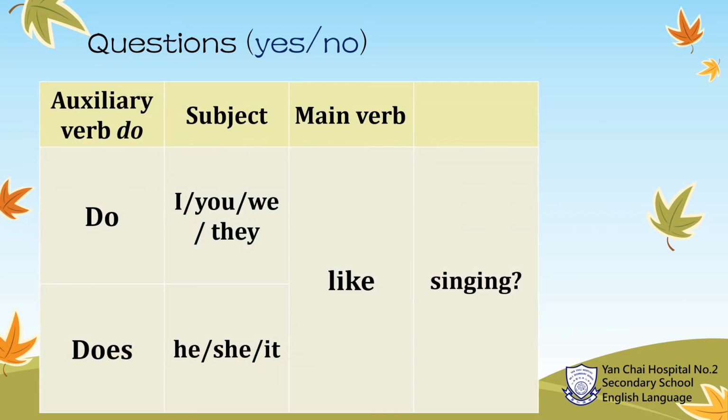For questions, we put do or does at the beginning and then followed by subject and then the main verb. For example, when the subject is I, you, we, or they, we will use do. When the subject is he, she, or it, we will use does to form the questions.